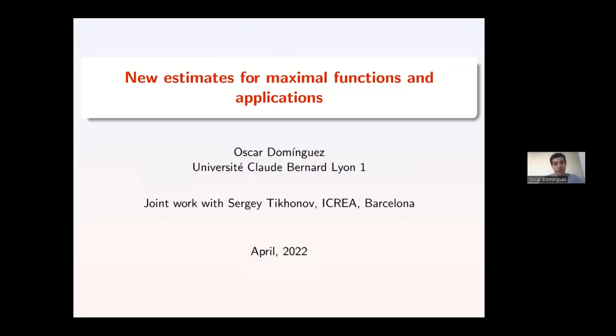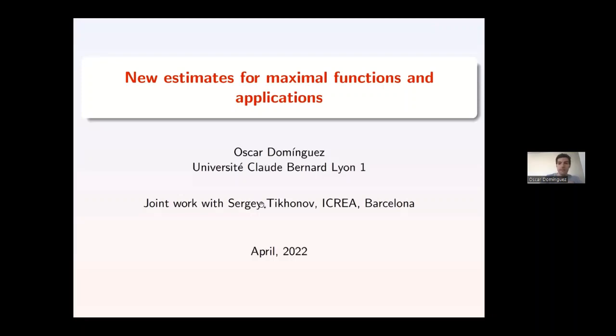Today I will talk about maximal functions and some applications. This talk lies at the intersection between harmonic analysis and theory of function spaces, and it's based on joint work with Sergei Tikhonov, ICREA, from Barcelona.